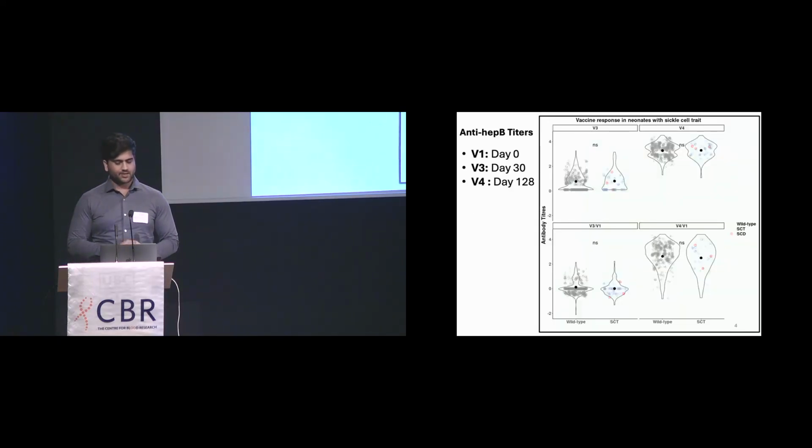Now let's start by looking at their vaccine response. Here I'm showing a plot of their anti-Hep B antibody titers after 1 month and after 4 months on the top row. And on the bottom row, these are the same titers, but adjusted for maternal antibodies. We found that the vaccine response is not different between the wild type and the sickle cell trait group.